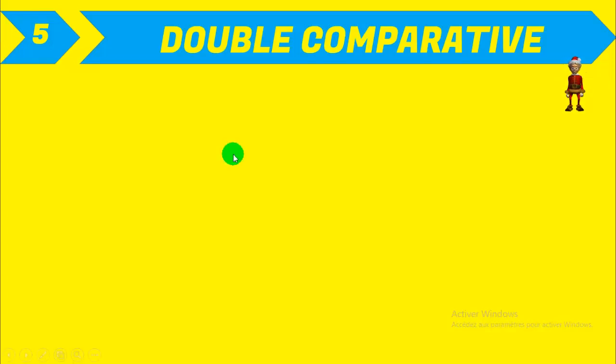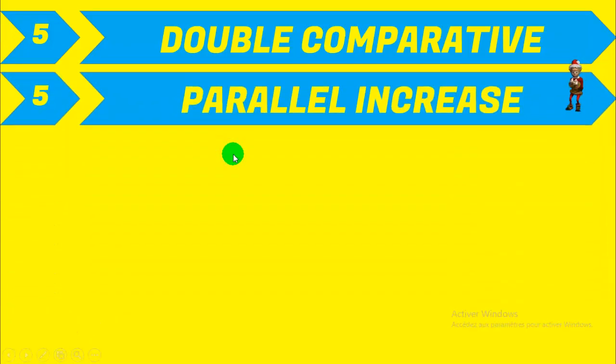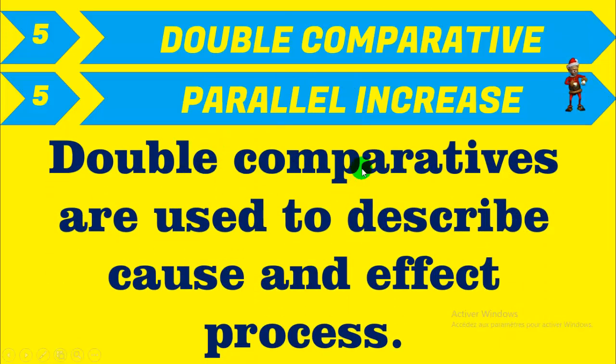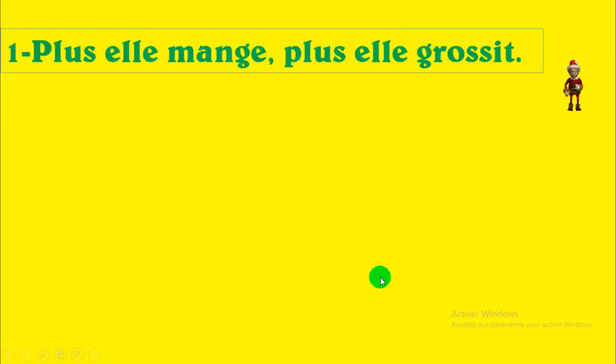What is double comparative? Also called parallel increase. So, if you see double comparative, it is also parallel increase. It is the same. Double comparatives are used to describe cause and effect process. Example, plus elle mange, plus elle grossit. So here you have two actions that go together, parallel actions. Deux actions qui augmentent ensemble, ou bien qui baissent ensemble, ou bien qui sont parallèles.